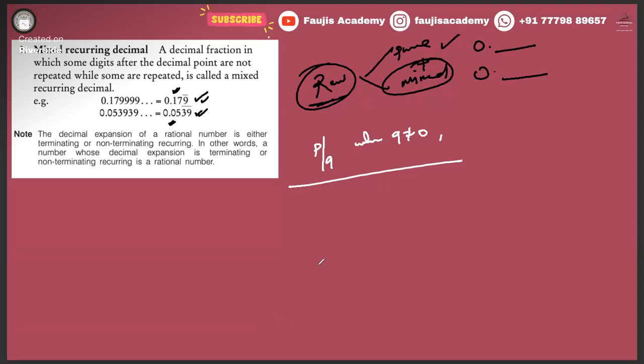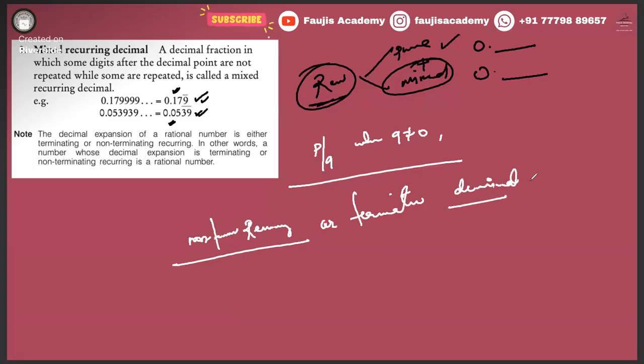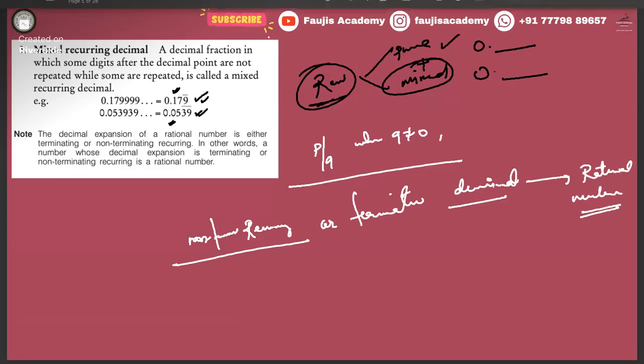Another definition of a rational number says that the decimal expansion of a rational number is either terminating or non-terminating recurring. Non-terminating and recurring means it is not ending but repeating. Terminating decimal numbers are also rational numbers. Right? So, for example, is 5.65 a rational number?